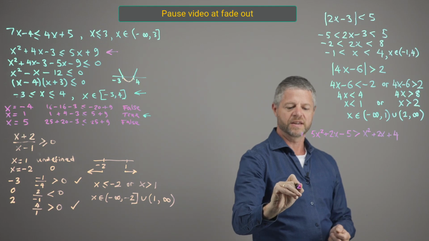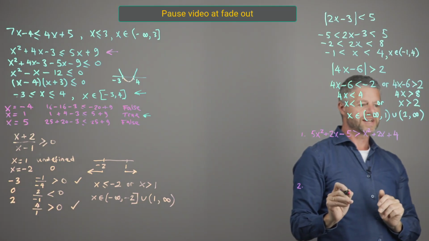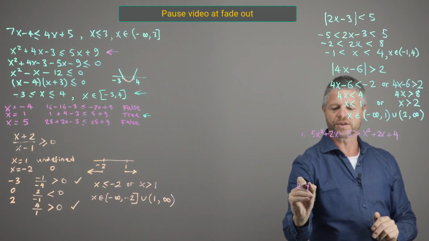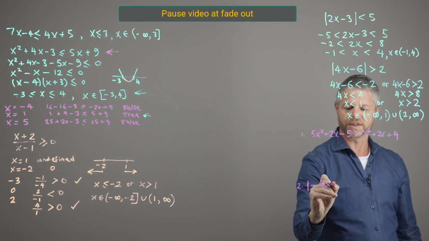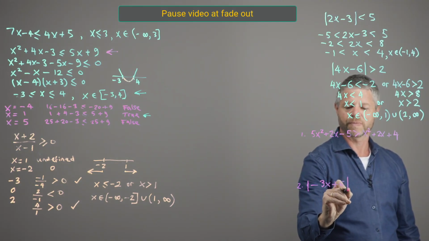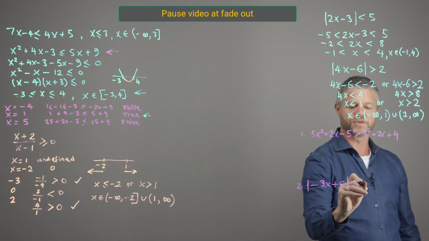And then let's do an example involving an absolute value. Let's do the absolute value of minus 3x plus 6, and let's have that be less than or equal to 9.